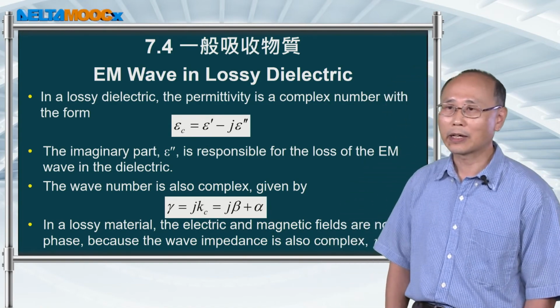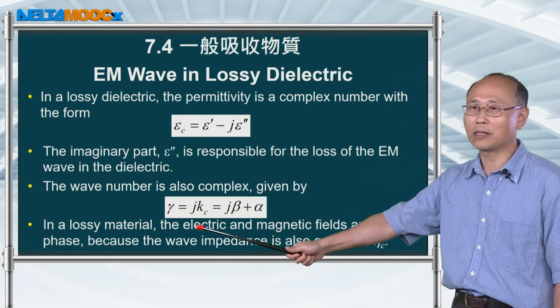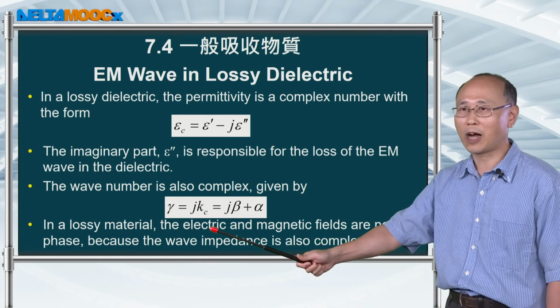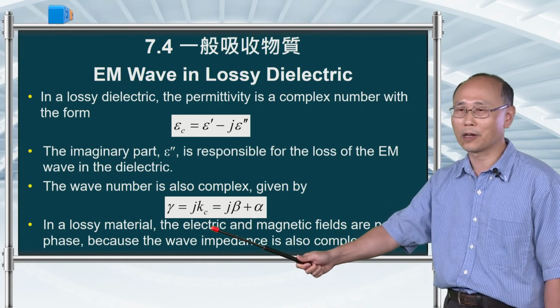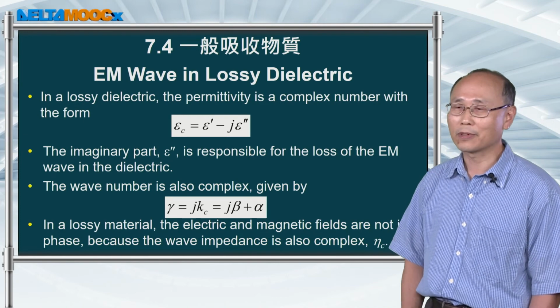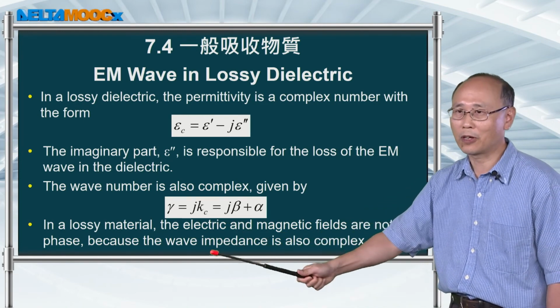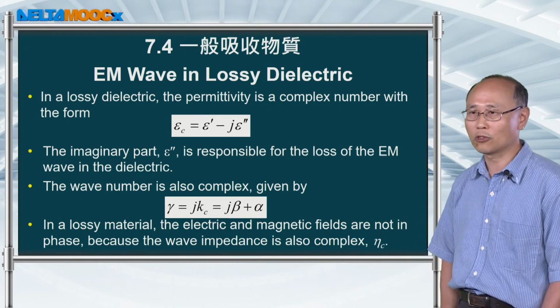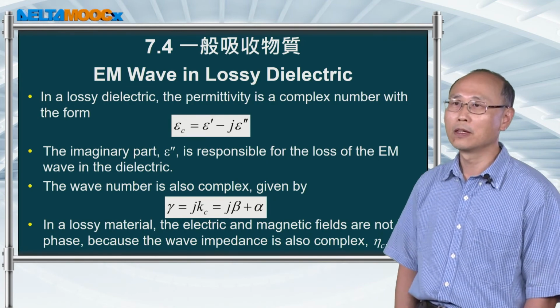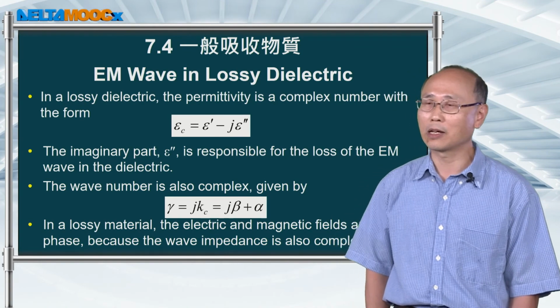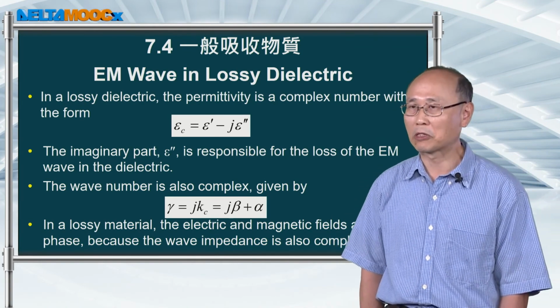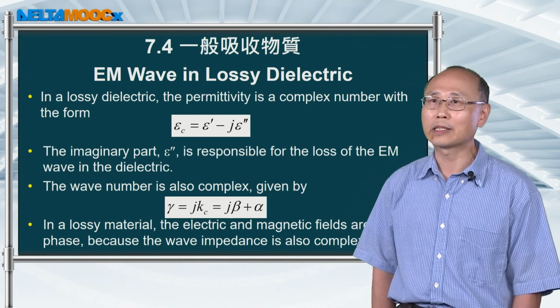And so in general, in the lossy material, where you have the absorption of the wave, the electric field and magnetic field are not in phase because the wave impedance is also a complex number. So this is my introduction about the wave propagating inside a dielectric.